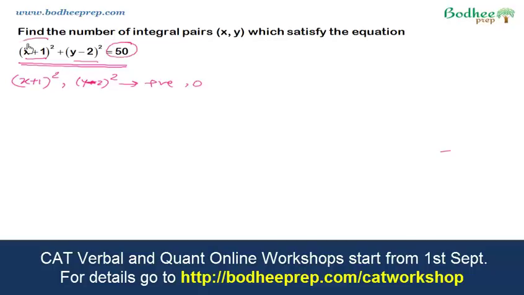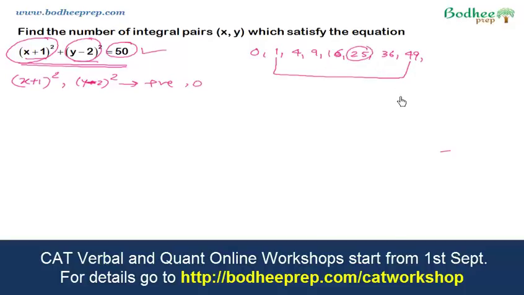So I can say that individually these terms should also be perfect squares, because x and y are integers, right? So if I list all the perfect squares less than 50, then they are 0, 1, 4, 9, 16, then we'll have 25, then 36, then 49. Further we don't need to take, because anyway the number is 50, right? Now we have to make the combination so that the sum comes to be 50. So one combination looks as 1 plus 49 will give me 50, and the other combination is taking 25 twice.